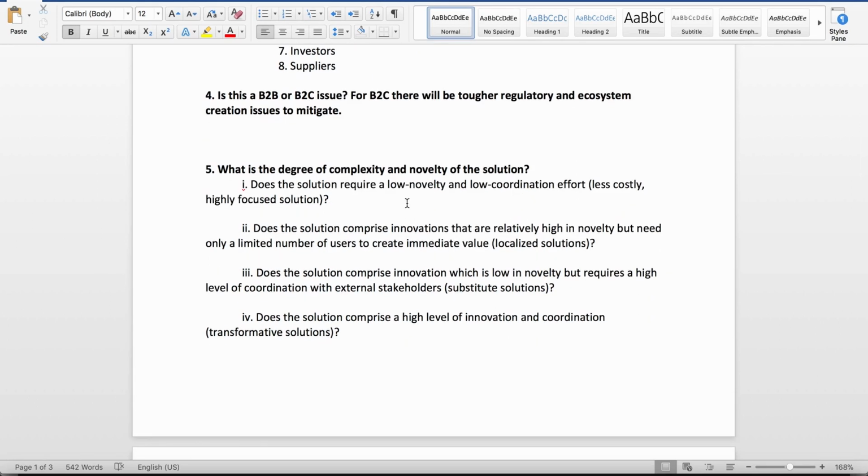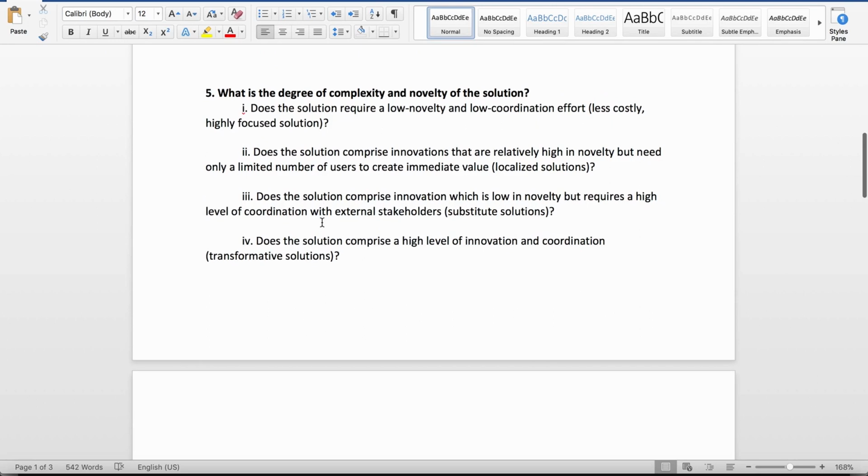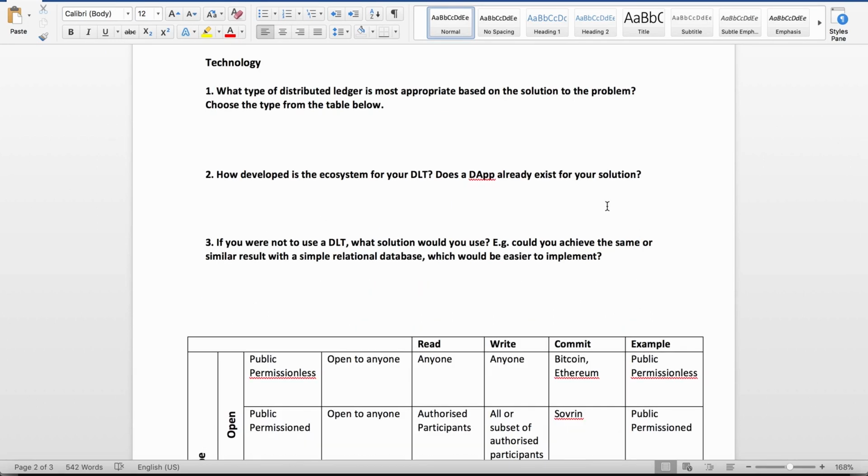And finally, the degree of complexity and the novelty of the solution. That's the last question, where they're not so much to guide you around the type of blockchain you need, but mostly to make you aware of how your business model is going to be affected. If you're a startup, for example, and your whole business model is around creating a new solution, then you probably need to be here. Whereas if you're a bigger organization, you might not care so much about a transformative solution, but more about delivering immediate value.